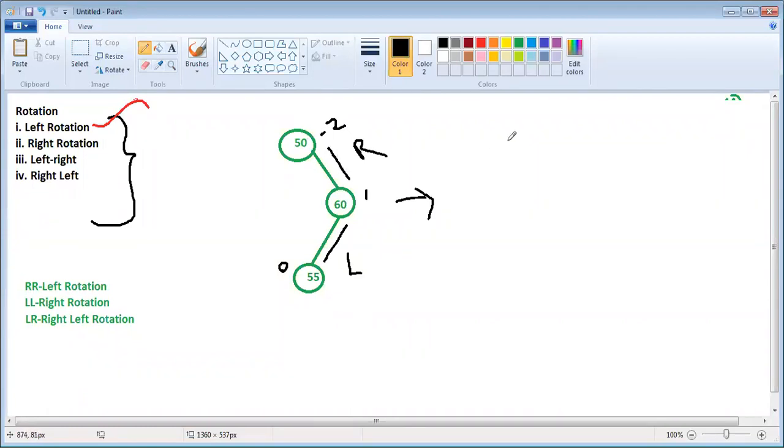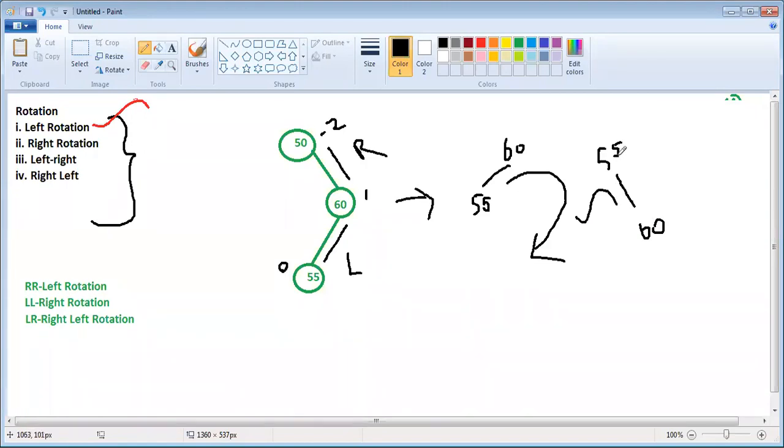Now you just forget about that. Concentrate on 60 and then 55, like this. What I have to do is the right rotation. I'm rotating right, so this will go up and this will come down. So 55 goes up, and 60 will come down. Everyone understood this place? How I made it?